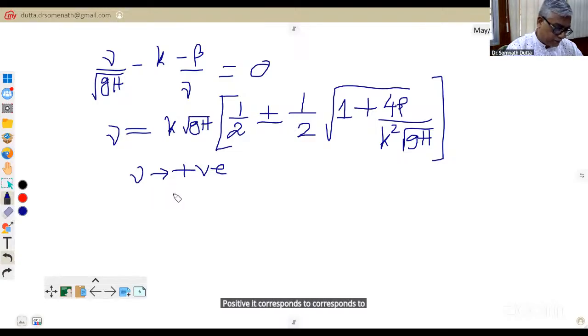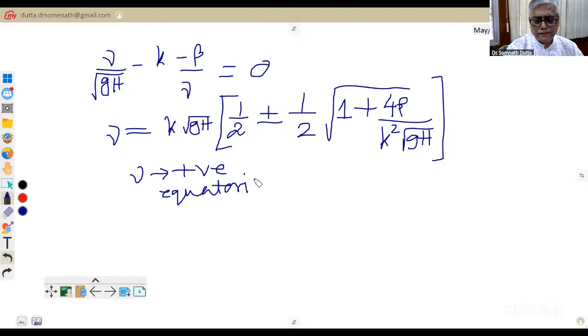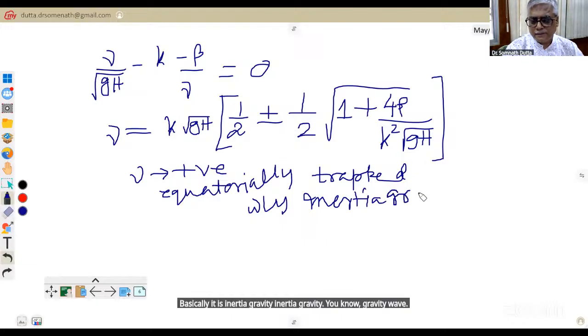it corresponds to equatorially trapped westerly inertia gravity wave. Equatorially trapped westerly gravity wave. Westerly, basically it is inertia gravity wave.